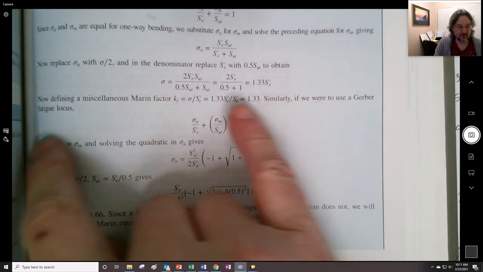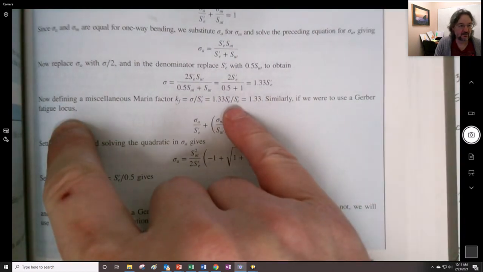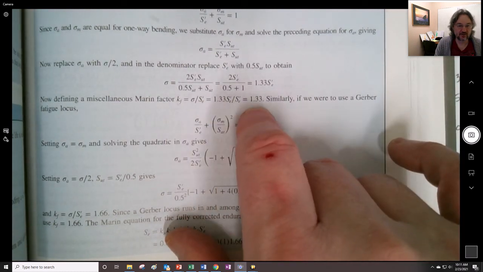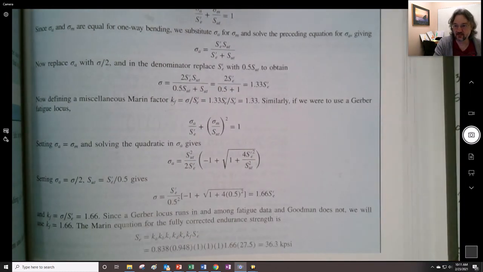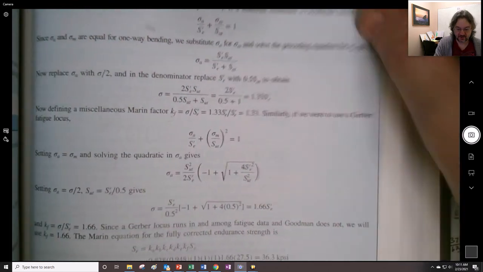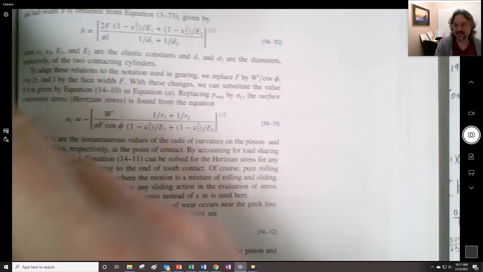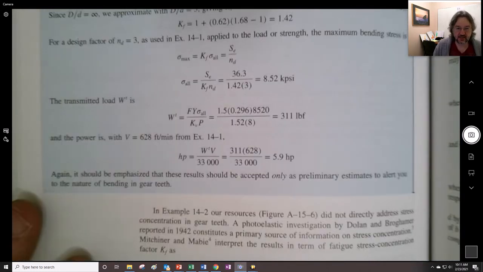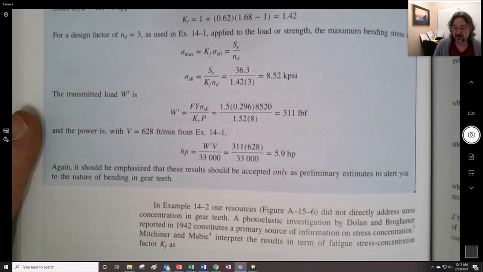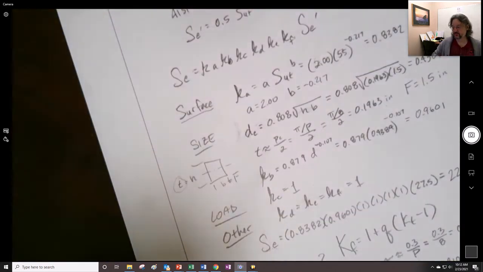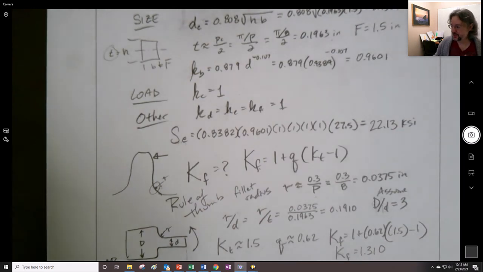So their KF is 1.33 based on Goodman, and I just like to stick with Goodman. But you'll see what the result is when everything is said and done. You say, well, what's the answer? Well, do you remember that this is a fatigue type of thing, and there's a great amount of uncertainty when it comes to fatigue. So we probably will want to use a safety factor of 3 right in there.